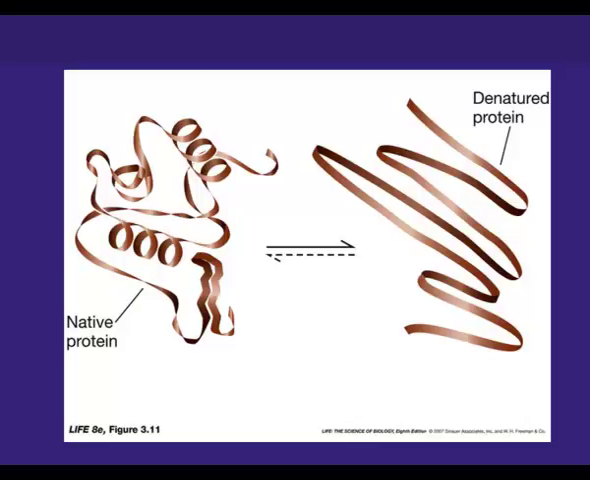Oftentimes the denaturation of an enzyme or protein is not reversible. For example, like frying an egg. I'm sure you all know that once you've fried an egg, you can't unfry it. The reason for this, in the case of frying an egg, is that amino acids that were previously buried have become exposed and a completely new structure has formed. And there's basically no going back.